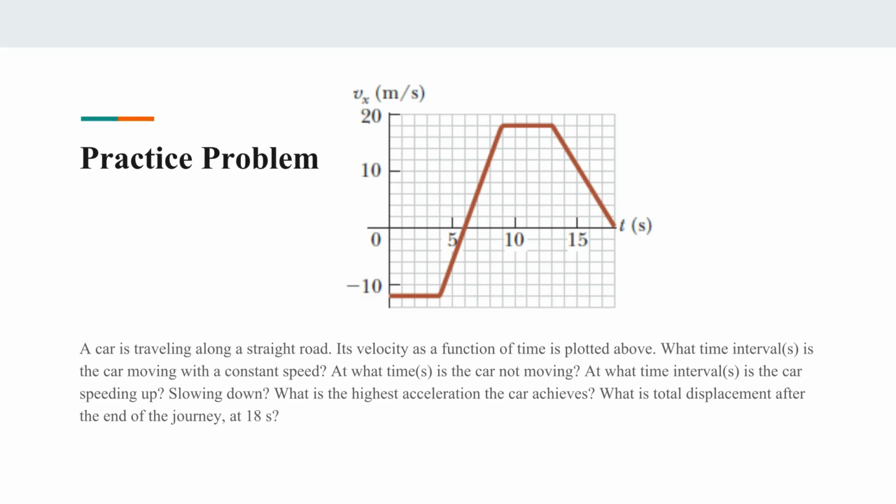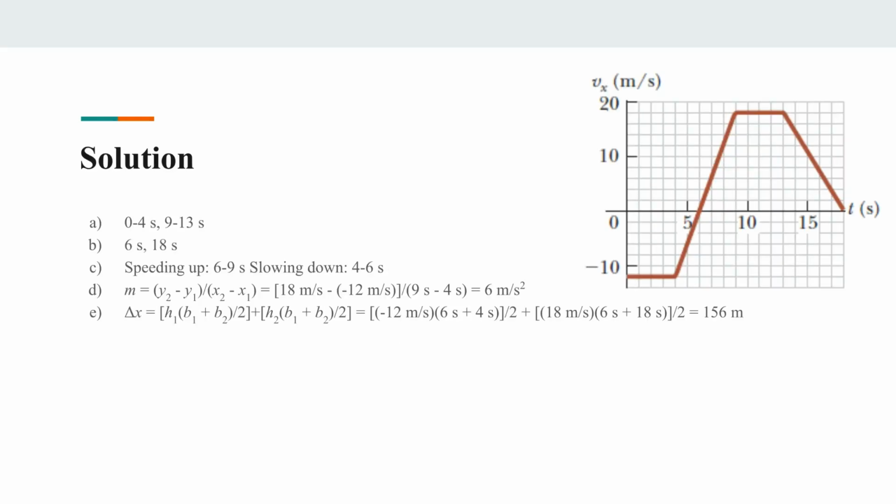What was the total displacement after the end of the journey at 18 seconds? Well, you just find the total area. This is not under the graph, it's a bit over the graph, but by under you mean the area between the graph and the x-axis. So this area is a trapezoid. This area is also a trapezoid. However, this will be considered a negative area, and then you add this area and this area together to get the total displacement. So that's what I did here.